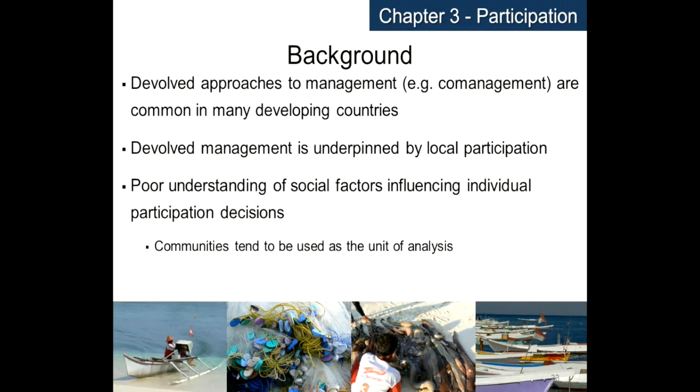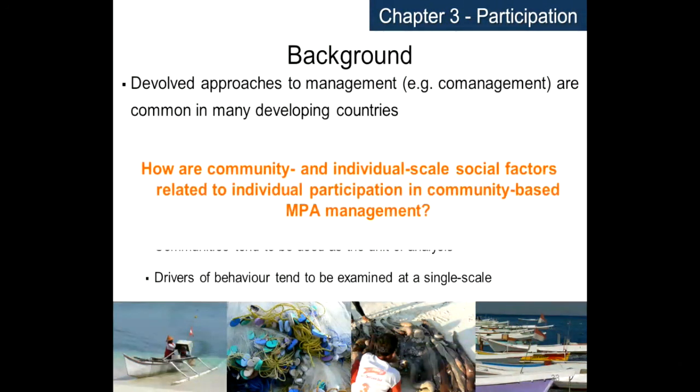The few studies that have looked at why individuals participate in management have tended to look at the influence of factors at the individual scale or a single scale. But we know that individuals are nested within communities and that their behaviour is going to be influenced by characteristics of themselves, but also of the people around them and of their wider community. And much of this devolved management research has been undertaken in regards to terrestrial commons. To help address this gap, I asked how are community and individual scale social factors related to individual participation in community-based MPA management.